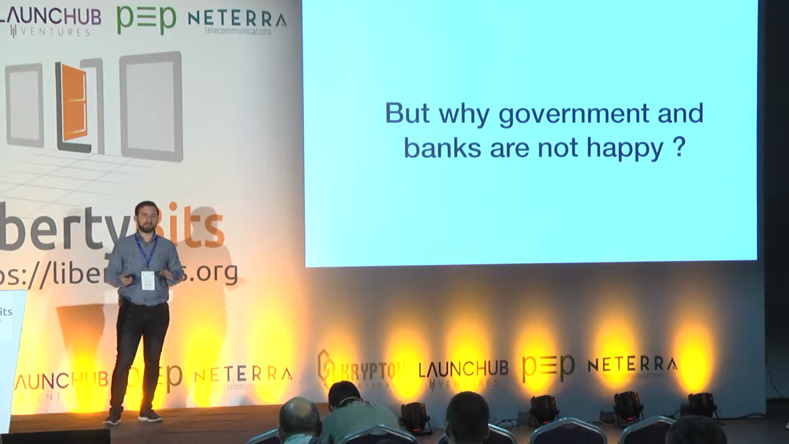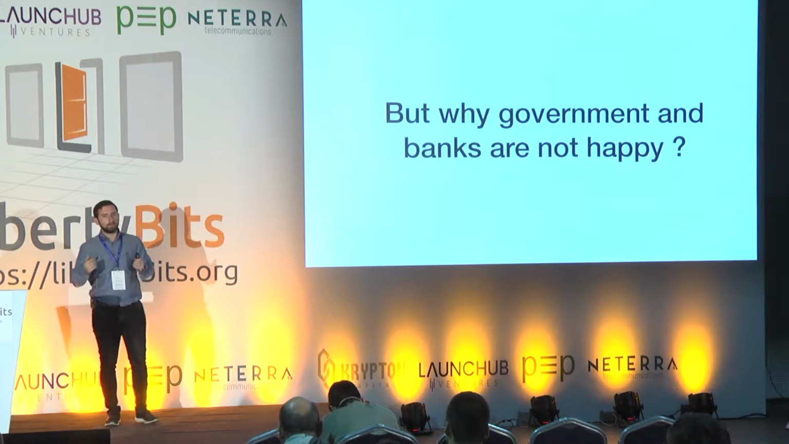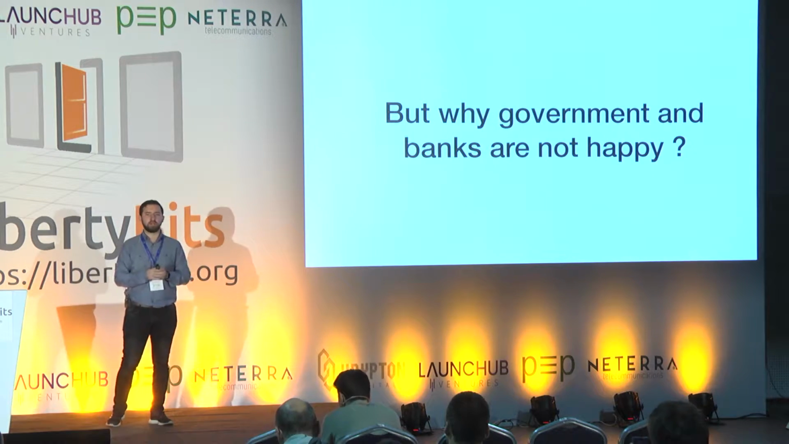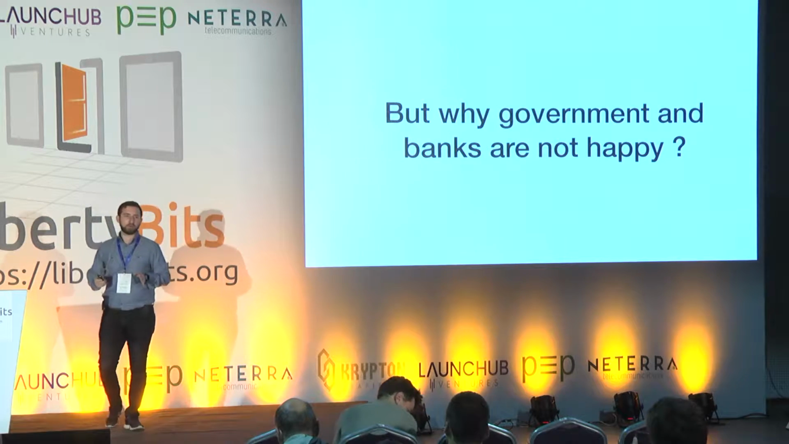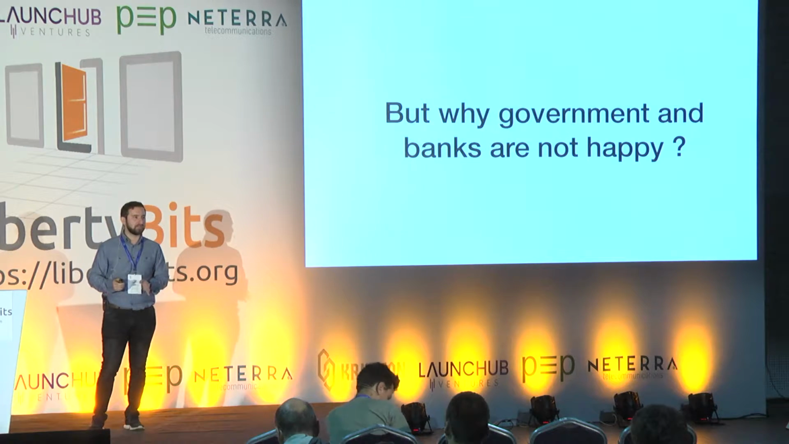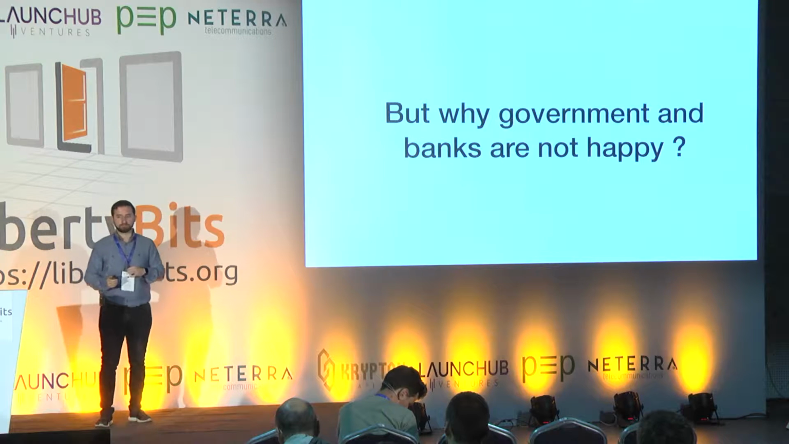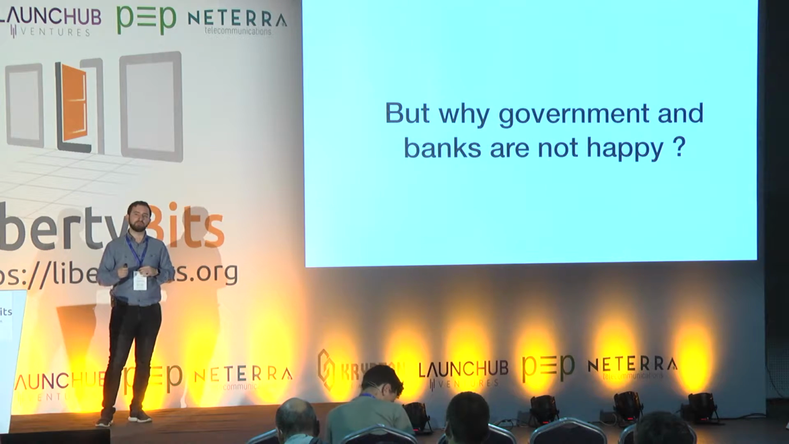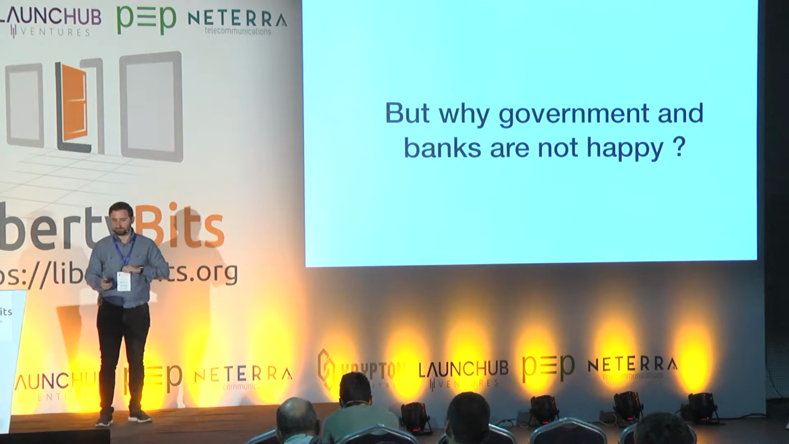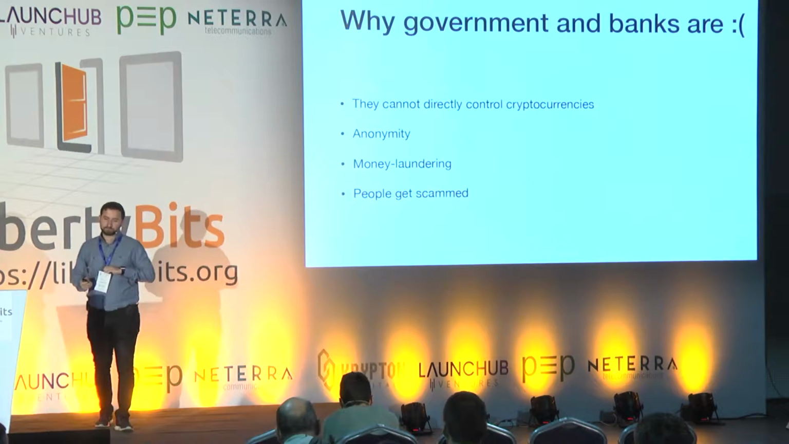Why are the government and banks not happy? Because they cannot control it. Because it is a new system that is actually built on the network. All of the rules are determined by the code. There is no one to trust. And that is why they are not that happy. Also, there is no regulation. Actually, that is probably the worst thing at the moment.